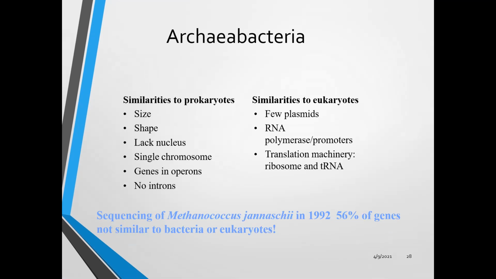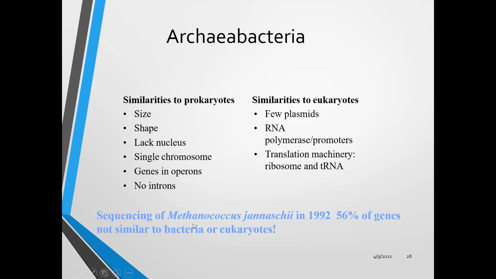Now, this is a quick summary of what is similar between archaea and prokaryotes, and what is similar between archaea and eukaryotes. Like prokaryotes: size, shape, lack of nucleus, single chromosome, genes in operons, no introns. These characters are quite similar to prokaryotes, while they resemble eukaryotes in having histones, plasmids, RNA polymerase or promoters, then translation machinery, ribosomes and tRNA.